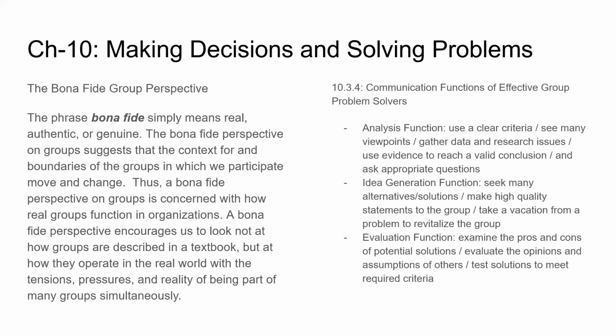We talked about the round table earlier, and people communicate better, right? In a neighborhood, if you're in a circle and you all face each other, as opposed to just down a row or something like that, or a curb, you see many viewpoints. Again, you gather data and researchers use evidence to reach a valid conclusion. Very analytical, very fact-based, information-based, and then ask appropriate questions. That's, again, really good to cross-examine and interrogate people.